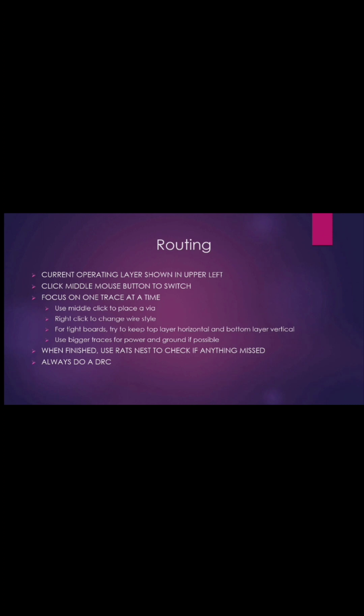The next process is routing. Here, the operating layer which is presently being used is shown in the upper left. Just click the middle mouse button to switch between layers. To change the wire style, right click on the UI and select Styles. Use bigger traces for power and ground if possible. When finished, use the ratsnest to check whether there are any errors.